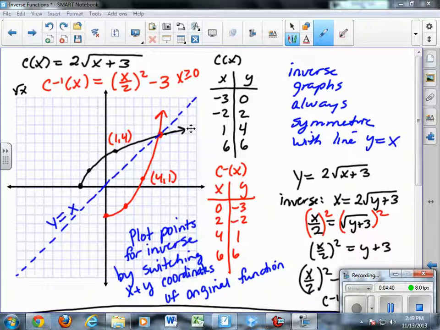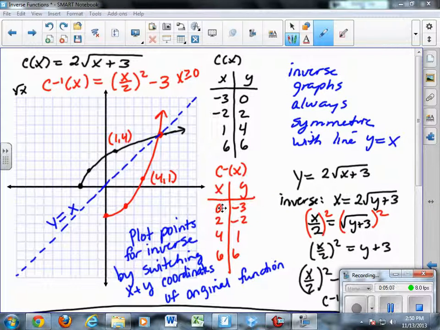In order to do the inverse, I could plug in points. However, an easy way to always find the inverse function, especially if you don't even know the equation of the inverse function, is to take all the coordinates that you just plotted for the original function and swap the x's and y's. Because remember, the functions undo each other. So if the original function gives me 0 when I put in -3, the inverse function should give me -3 when I put in 0.